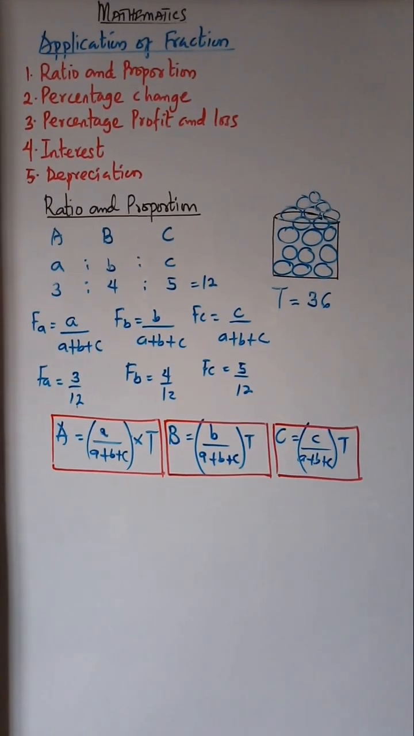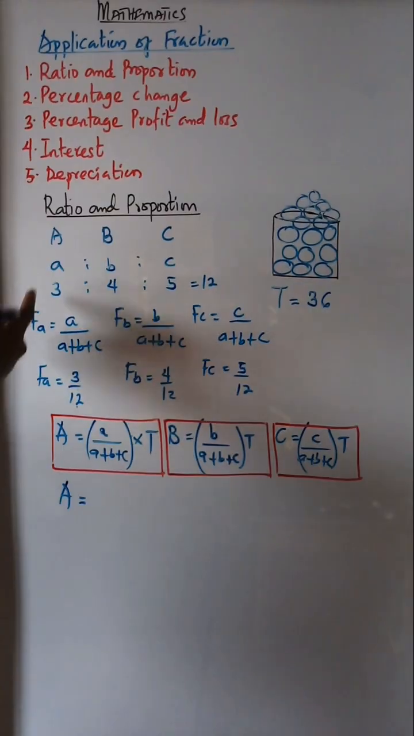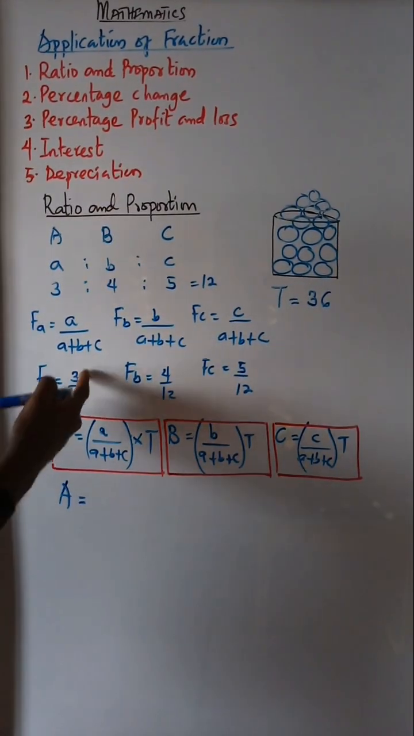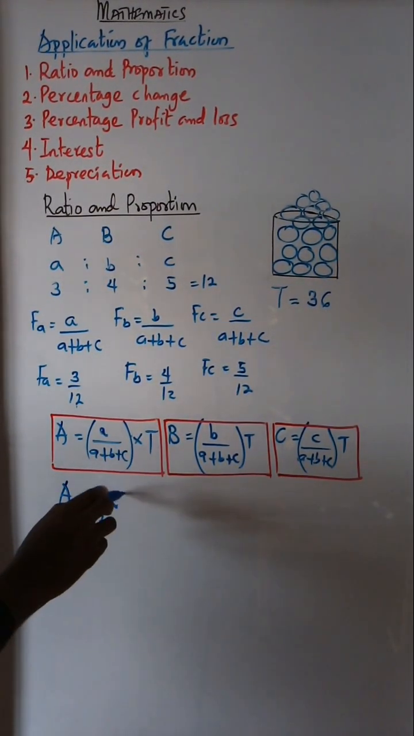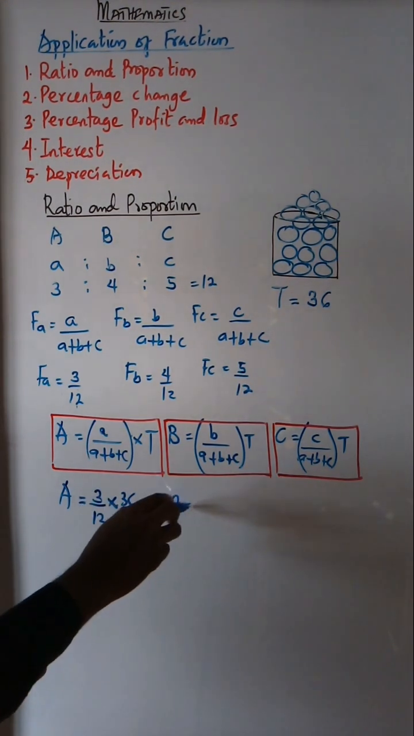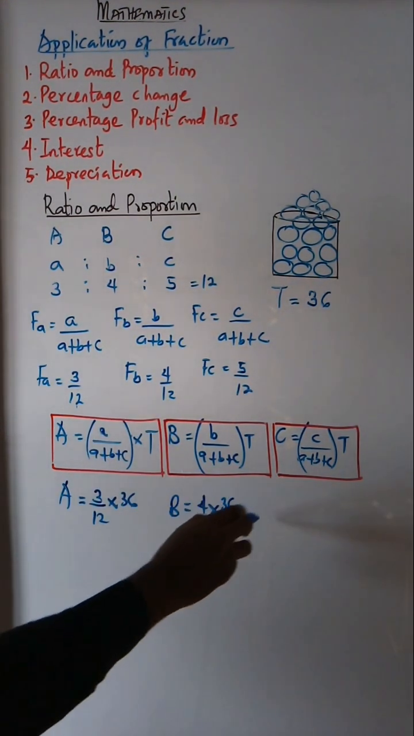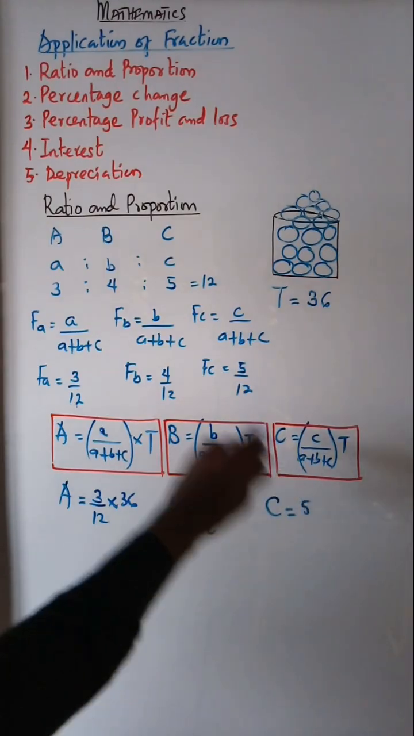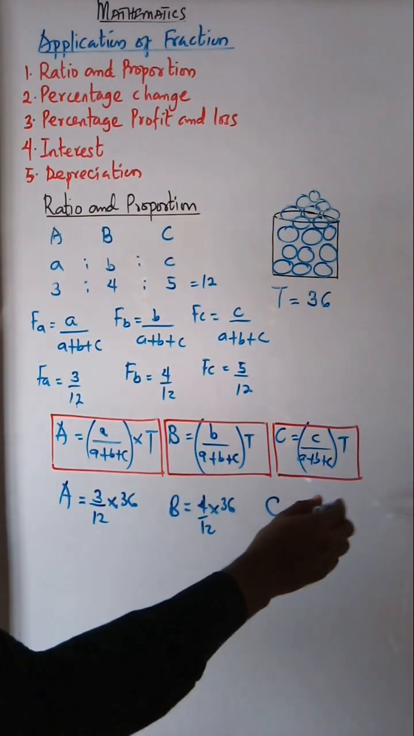Based on the data we have, for A, it is 3 over 12 of the total, which is 36. For B, it is 4 over 12 times the total. For C, it is 5 over 12 times the total. What is the total? 36.